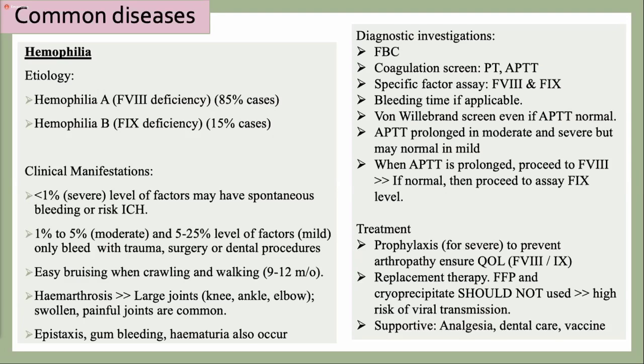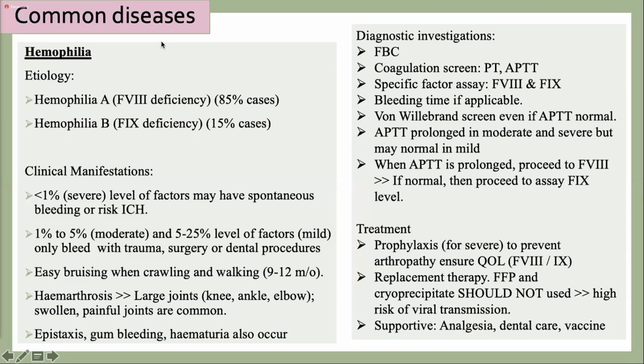Okay, so as I mentioned before, easy bruising occurs at 9 to 12 months old because this is when they start to crawl and walk. The common presentation would be hemarthrosis that involves large joints, commonly the knee, ankle, and elbow. It is also swollen and painful. Patients can also complain of epistaxis, gum bleeding, and hematuria.